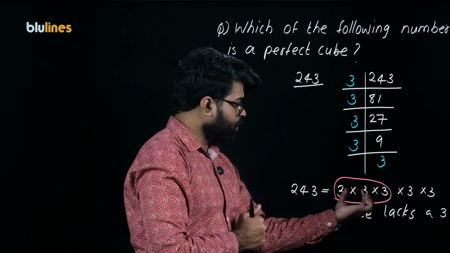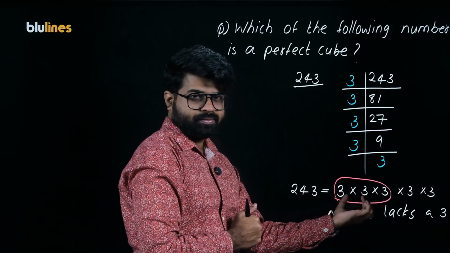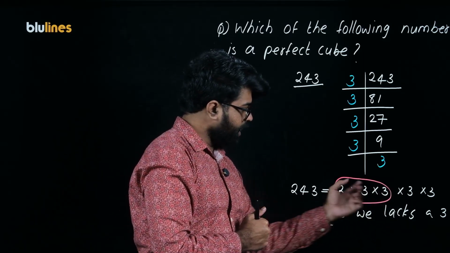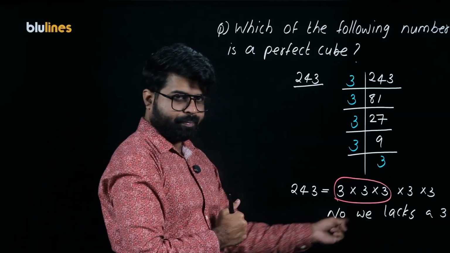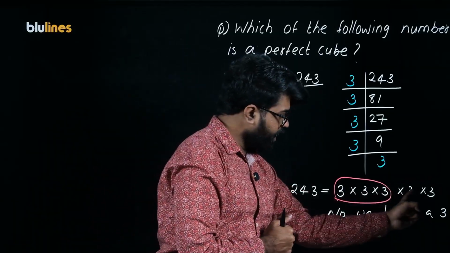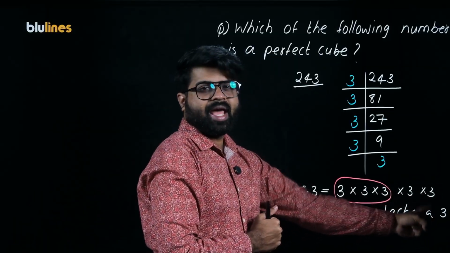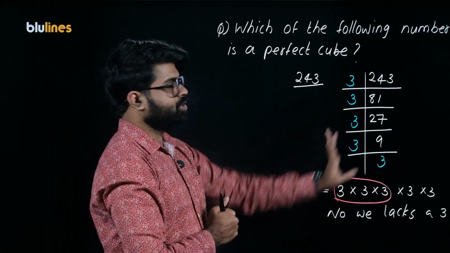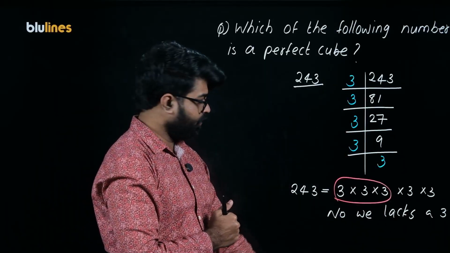Here we need to group them in threes. So 3 into 3 into 3 is one group, so we can pick 3 outside. From here we need another 3, so we lack a 3 here. So this one is not a perfect cube. 243 is not a perfect cube.